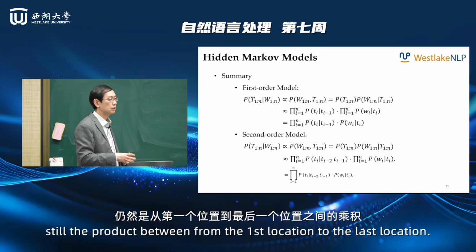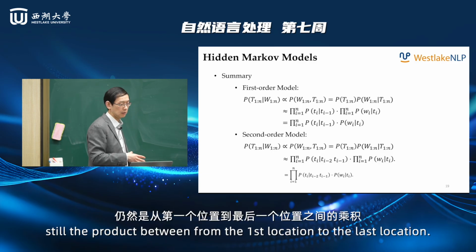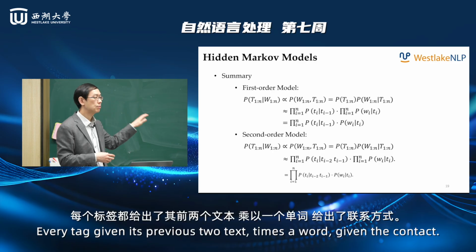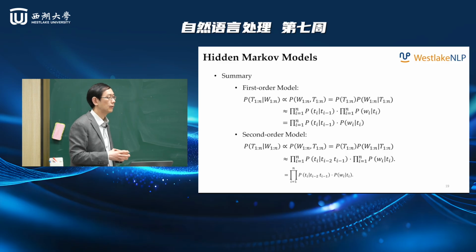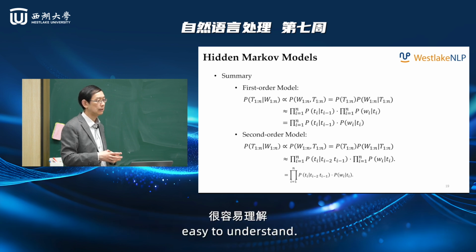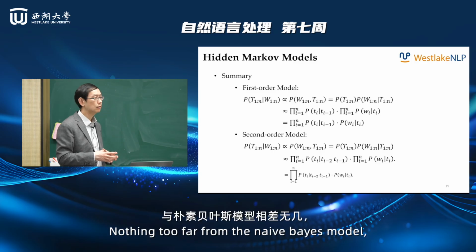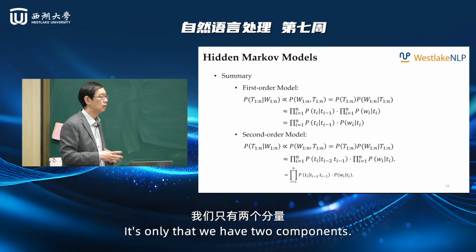Second order model, still the product from the first location to the last location, right? Every tag given its previous two tags times the word given the current tag. Okay, so that's combining our simplification of T sequence and W given T sequence. Easy to understand. Nothing too far from the naive Bayes model, right? It's only that we have two components.